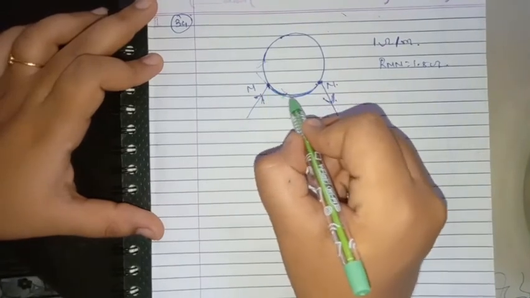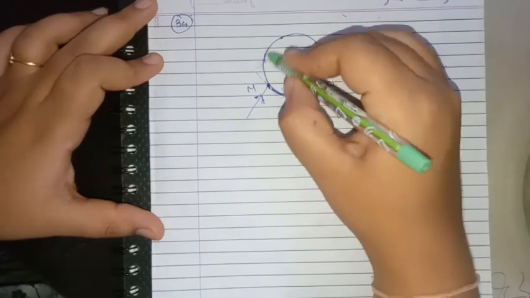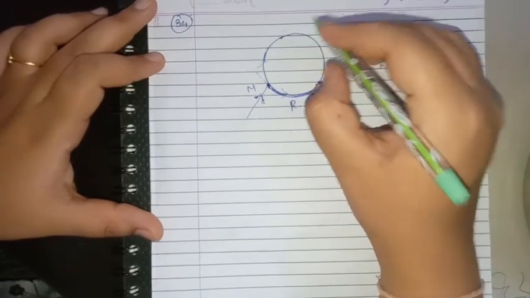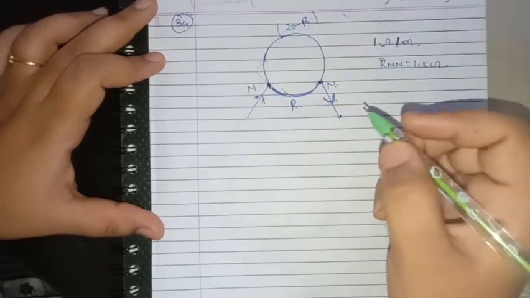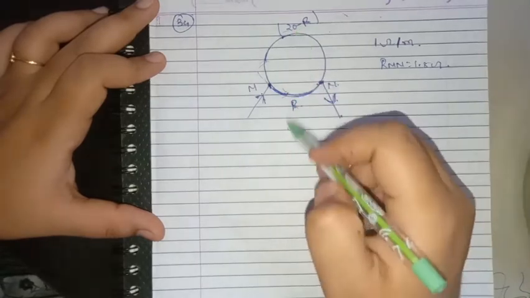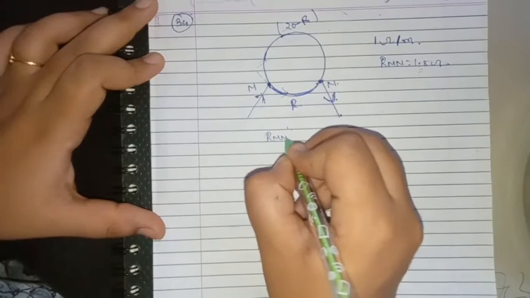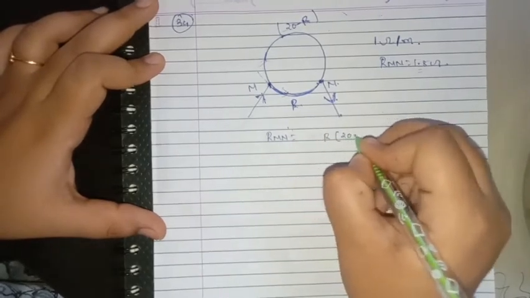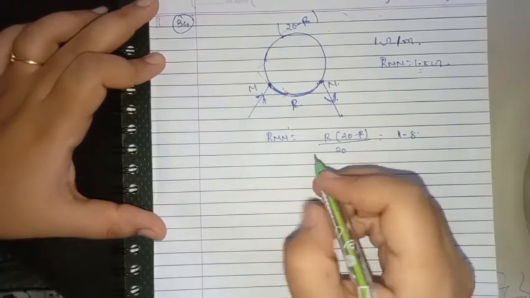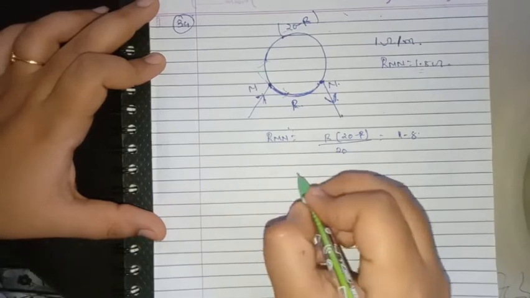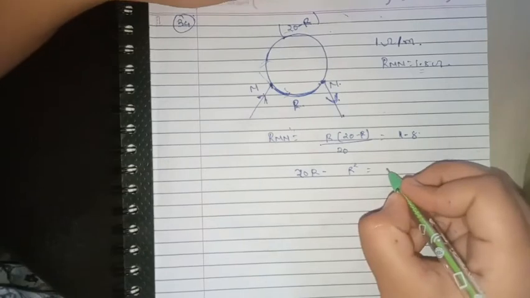Let's say the resistance of shorter length is R. So the resistance of this will be 20 minus R, as the total resistance given of the wire is 20 ohm. These two are connected in parallel and their equivalent is 1.8 ohm. So RMN can be given as R into 20 minus R divided by 20, and that is equals to 1.8. If we simplify this for the value of R, 20R minus R square is equals to 36.